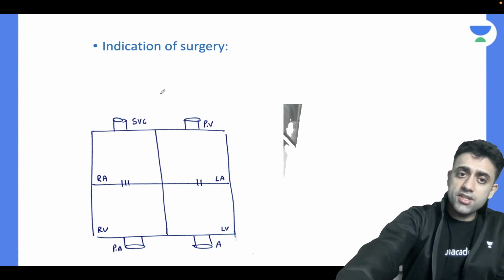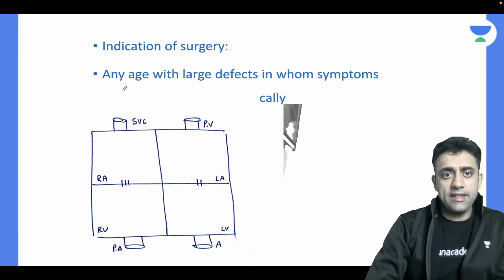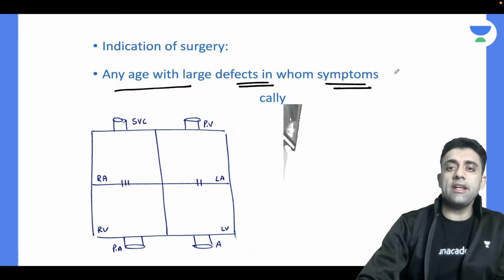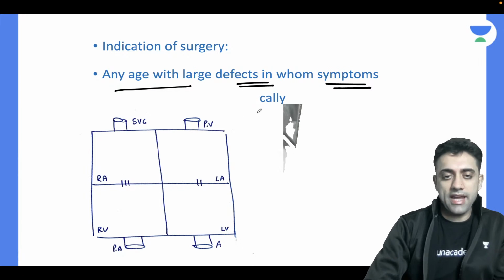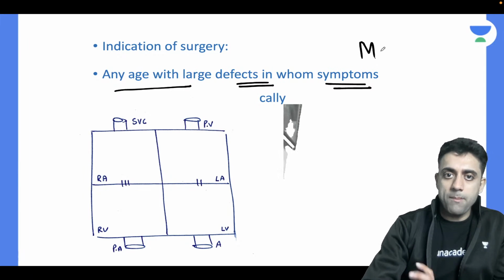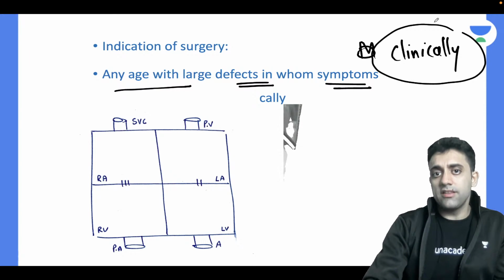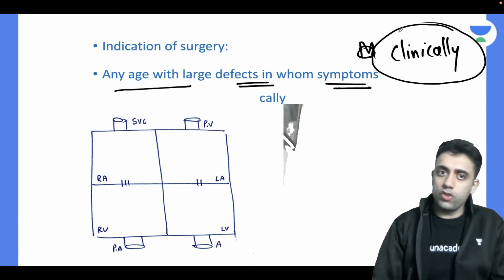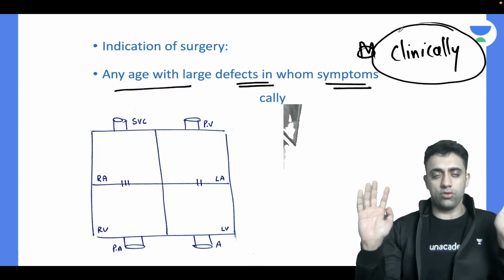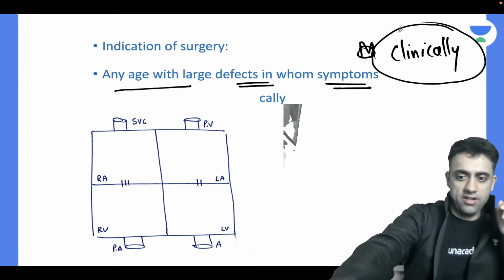And when do you want to do surgery? When do we do surgery in such children? Any large defect, when the symptoms cannot be managed clinically, then of course for a large defect you will do the surgery. Don't write this line, generally you should know that when you are not able to medically manage a large defect, then you will do the surgery, number one.